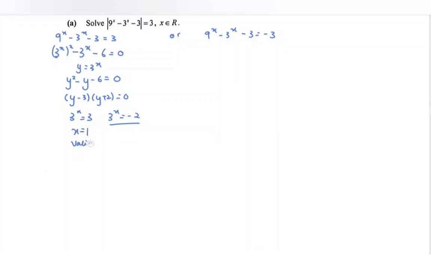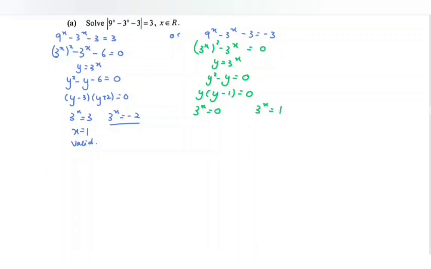Valid. Another part, we have 3 to the power of x bracket square minus 3 to the power of x and then equals to 0. So let y equals to 3 to the power of x. So we have y squared minus y, which is equals to 0. y multiplied with y minus 1 equals to 0. So for this case, we have 3 to the power of x, which is equals to 0, 3 to the power of x, which is equals to 1. So for this case, again, ln both sides, ln 0 does not exist. So for this case, we have 3 to the power of x equals to 3 to the power of 0. So x will be equals to 0. So valid for this case.